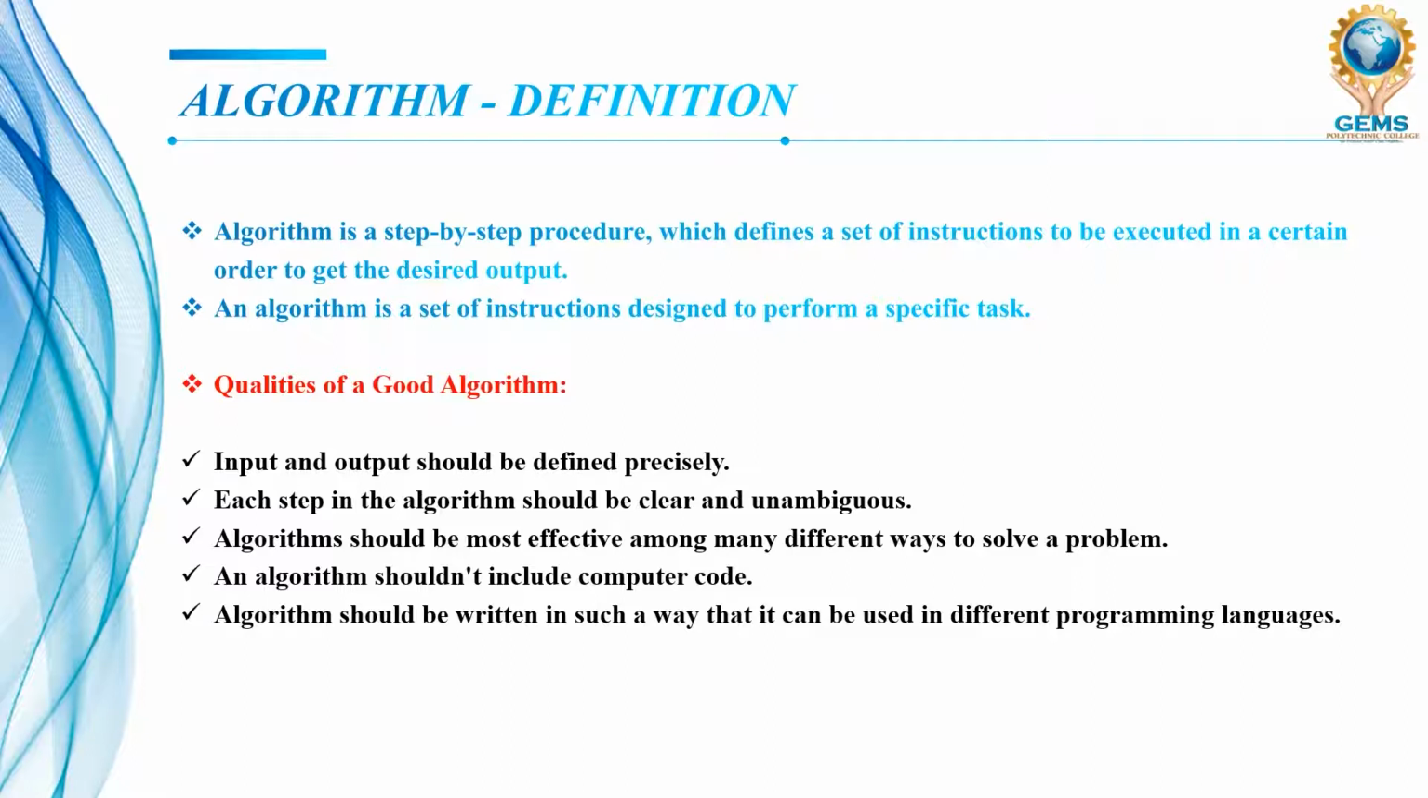Last but not least, the algorithm should be written in such a way that it is independent of the programming language. That means the last point is one of the most important qualities of a good algorithm. Our algorithm should be program independent, or we can say language independent, right? So these are the basic points I have given you about the qualities of a good algorithm.